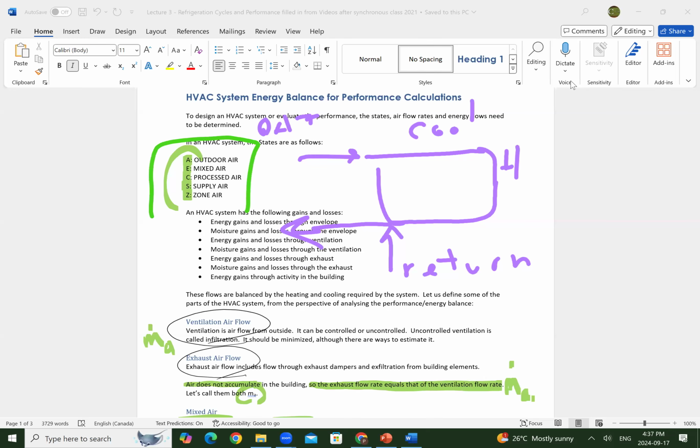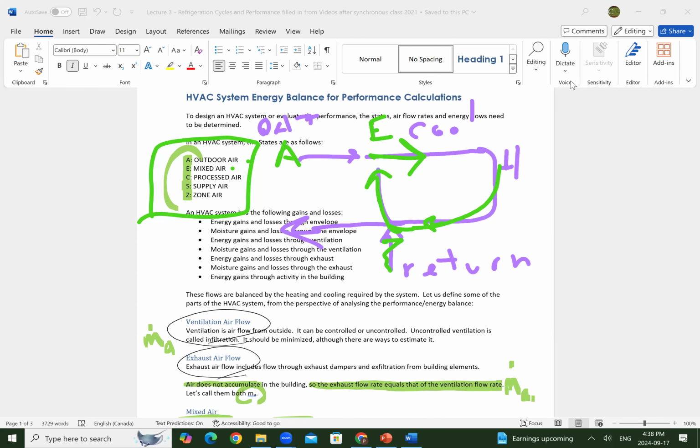So we have some outdoor air that's typically called A. We have some mixed air because we got some air returned from the room. Well, the room is here. So it's returned from the room, and then here we go, mix it with the outdoor air. And that is our mixed air. We're going to call E our mixed air. So there's outdoor air, there's mixed air.